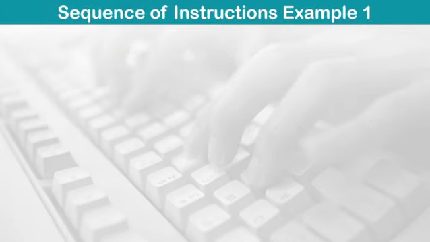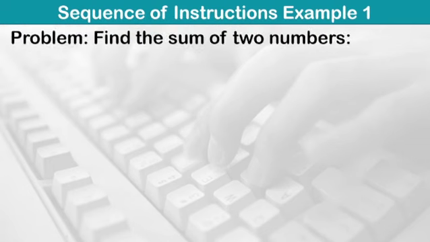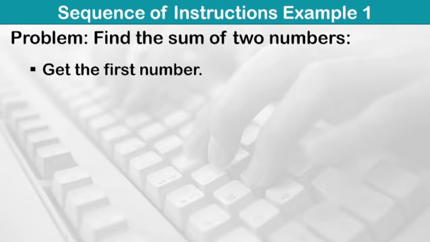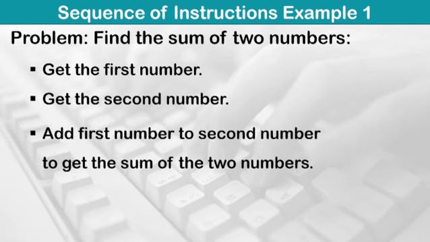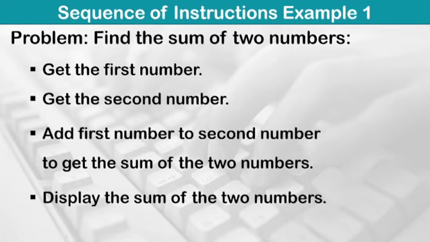Let us see some examples of how a sequence of instructions can be used to solve problems. Our problem is to find the sum of two numbers. What are the steps to solve this problem? First, we must get the first number, then get the second number. We then add the first number to the second number to get the sum of the two numbers. Finally, we display the sum of the two numbers.